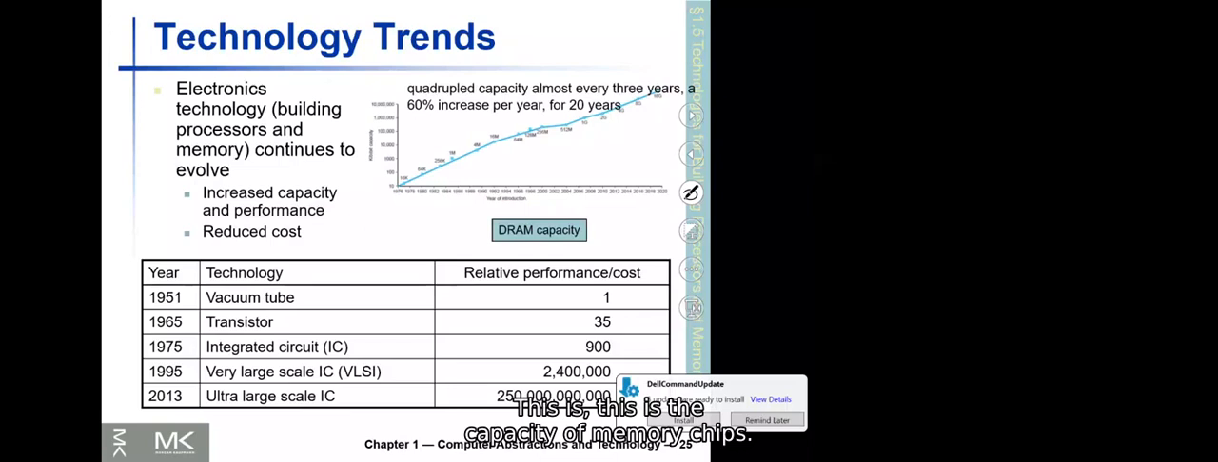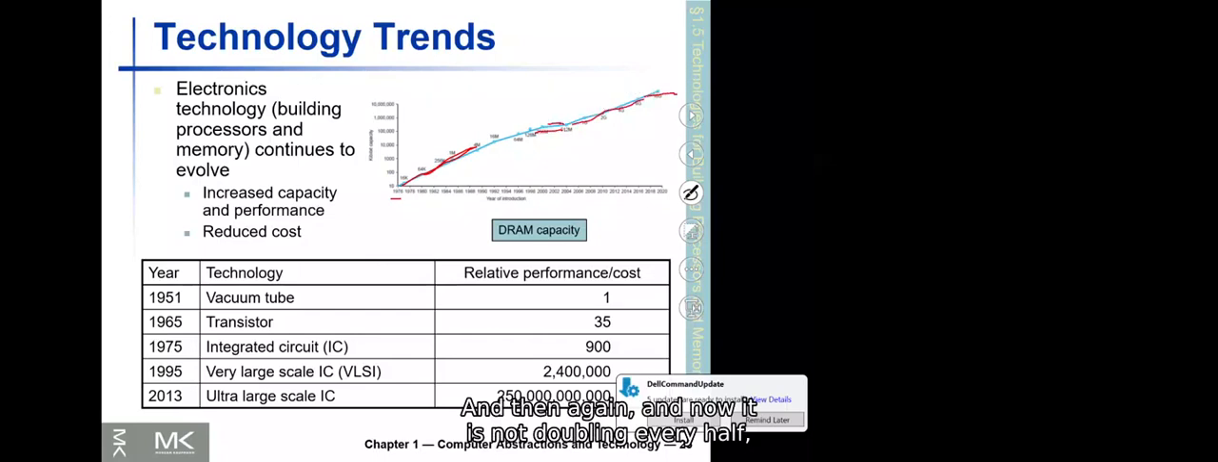And this is the capacity of memory chips. In 1976, we had chips around 2K bit memory. And then as you could see, we have some kind of a slope of doubling every 2 years, every 1.5 years. Here it is a little degraded, and now it is not doubling every one and a half years. They say that it is now doubling every 3 years, even every 4 years.